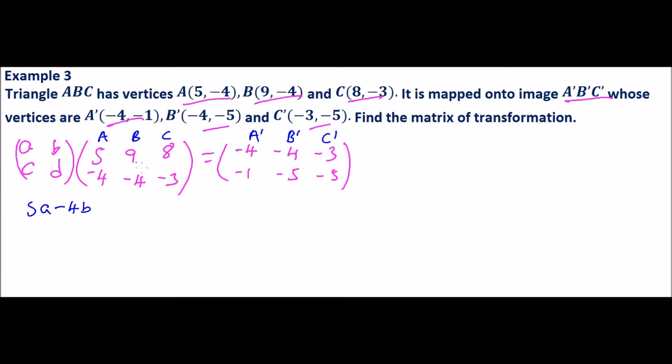This matrix is equals to our matrix here, which is formed by the vertices of the image, and this will be minus 4, 1, minus 4, minus 5, minus 3, minus 5. That is, these two matrices are equal. We have the corresponding elements are equal. 5A minus 4B is equals to minus 4, and 9A minus 4B is equals to minus 4. From there, these are linear equations, and we can solve them simultaneously.